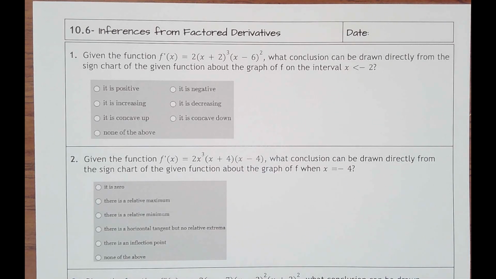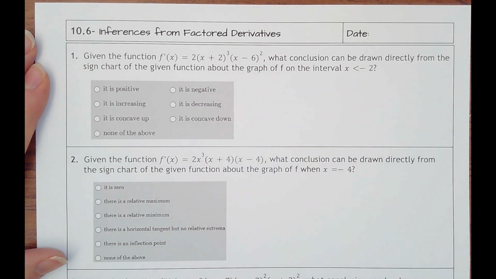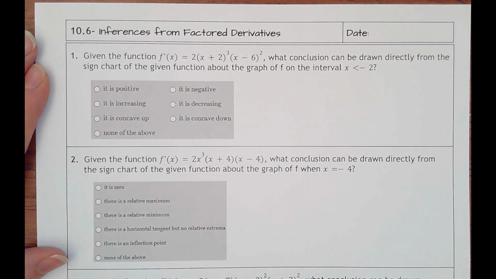Lesson 10.6, making inferences from factored derivatives. So these are all going to be multiple choice, just like I have here. Number 1 says, given the function f prime of x, and here it is factored out, what conclusion can be drawn directly from the sign chart of the given function about the graph of f on the interval x is less than -2?